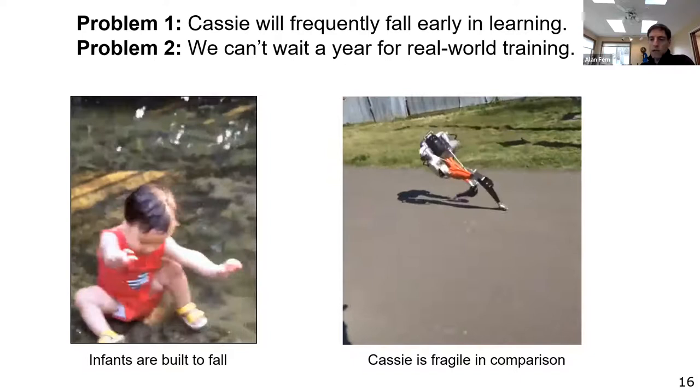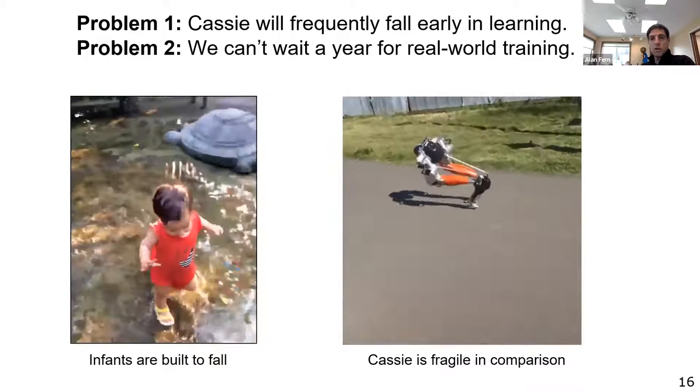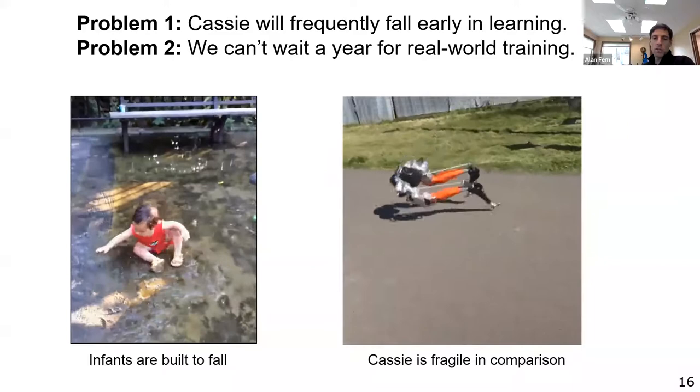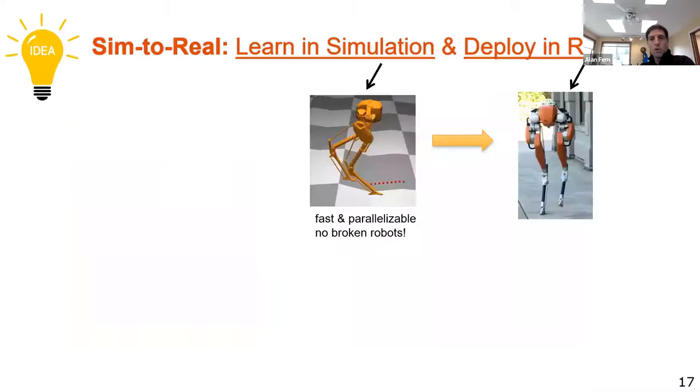So there's no way that we could use reinforcement learning to train Cassie in the real world, because reinforcement learning is going to require millions and hundreds of millions of steps of training. And by then Cassie's just going to be broken to bits. And so unfortunately, we're not going to be able to do that. Cassie isn't squishy and as robust as an infant. So what can we do?